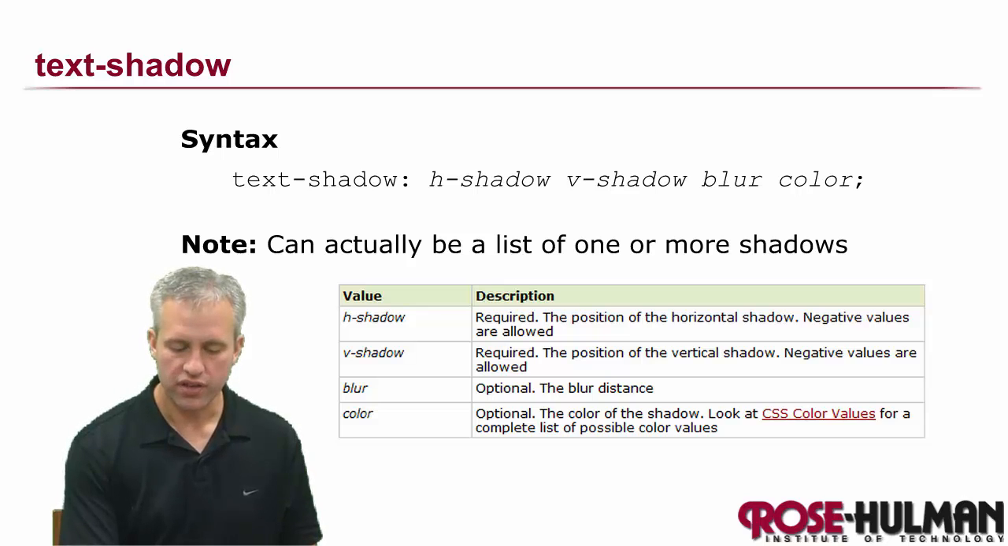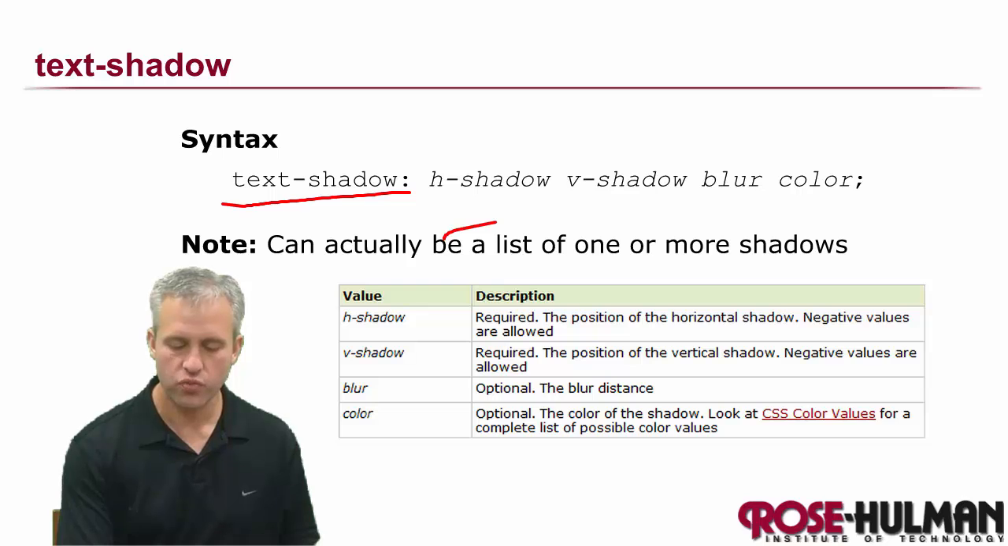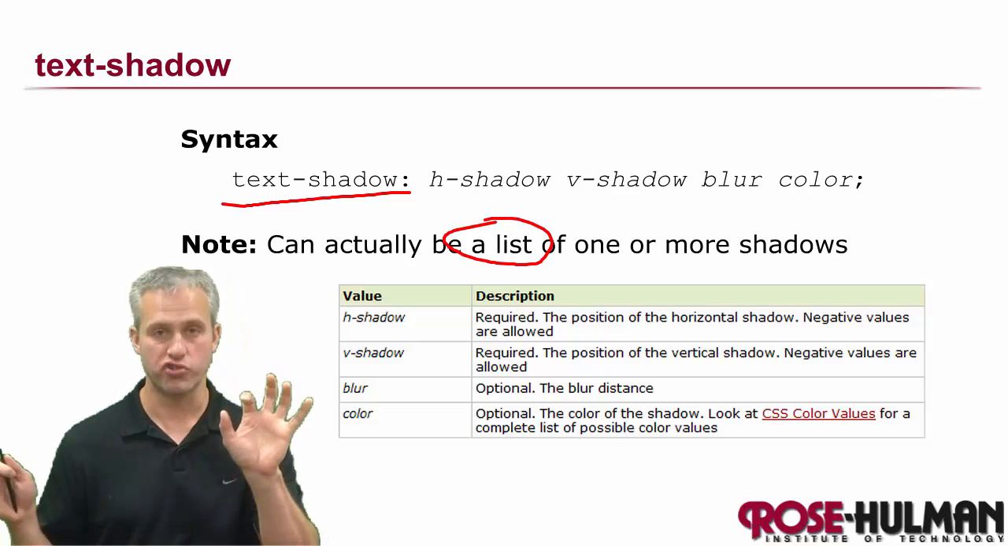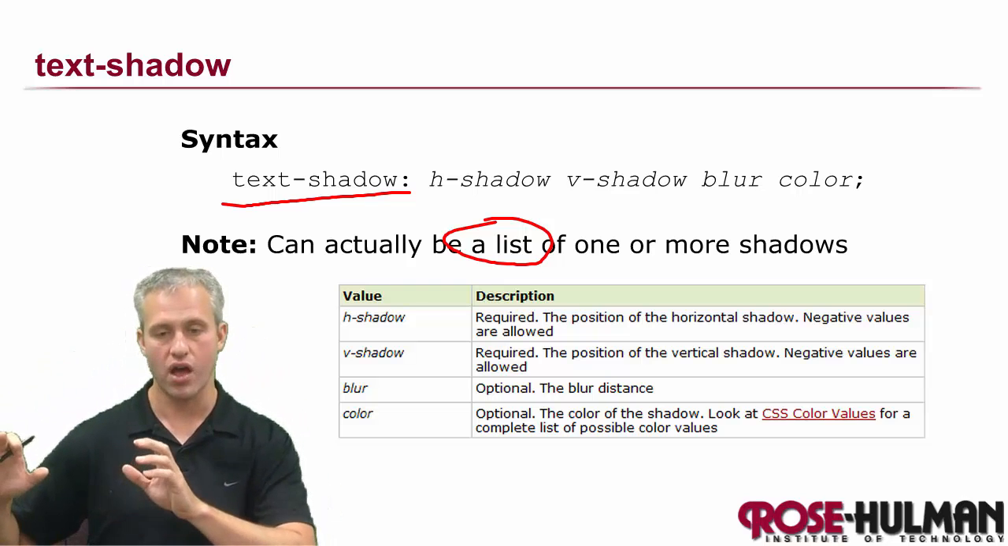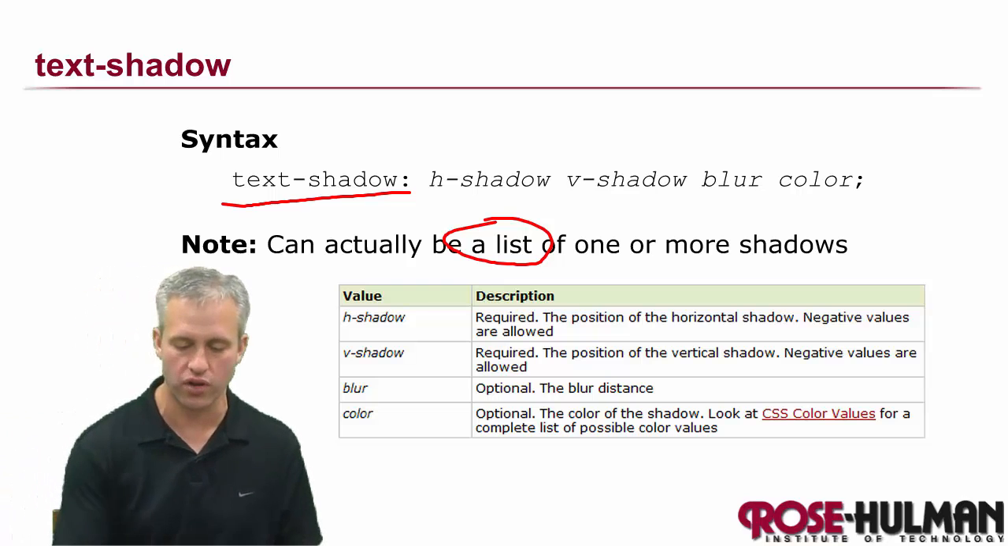And the way it works is you say text shadow, which is the name of the property, and then this one is also a list, so you can have multiple shadows, right? So if you want a shadow that's red and down to the right, and then you want a gray one that's even farther down to the right, you can stack on as many shadows as you want.